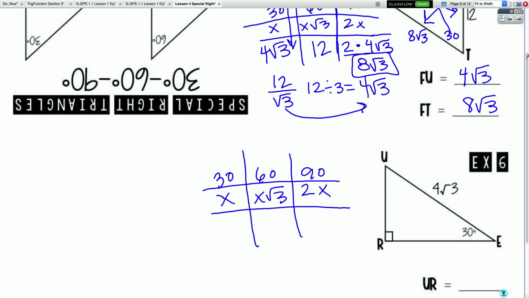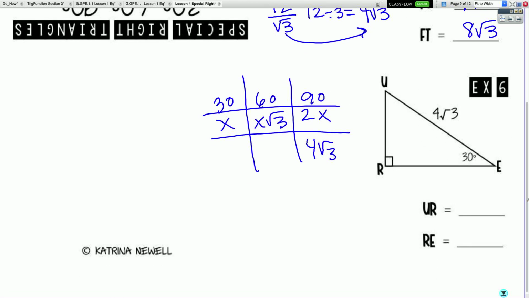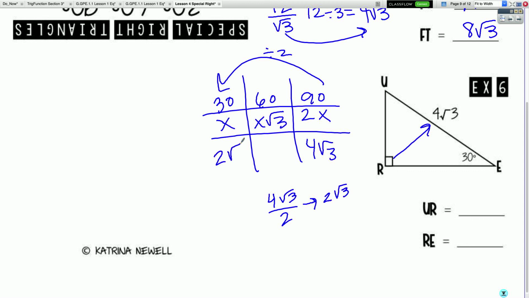Okay, how do we do with this one? I know that is the 90 value for square root of 3. What did we have to do to go backwards to find x? Divide by 2. We're going to divide by 2 here. So when I divide 4 square root of 3 by 2, what are the only 2 numbers I can simplify? 4 and 2. So this becomes 2 square root of 3, which is my x value.